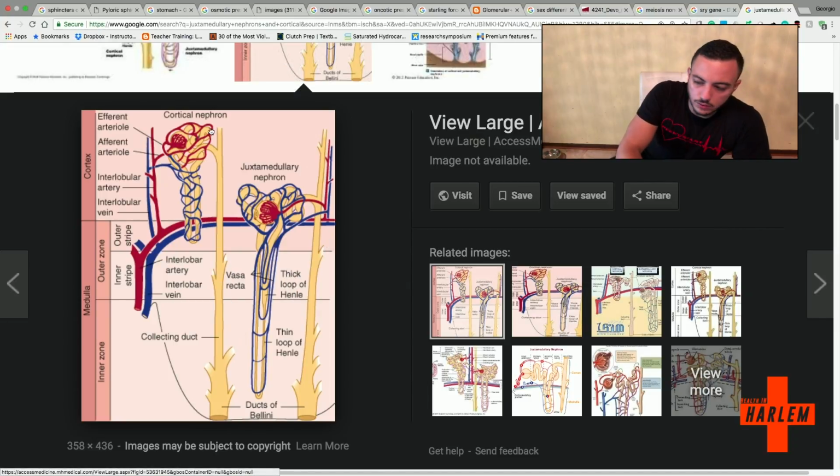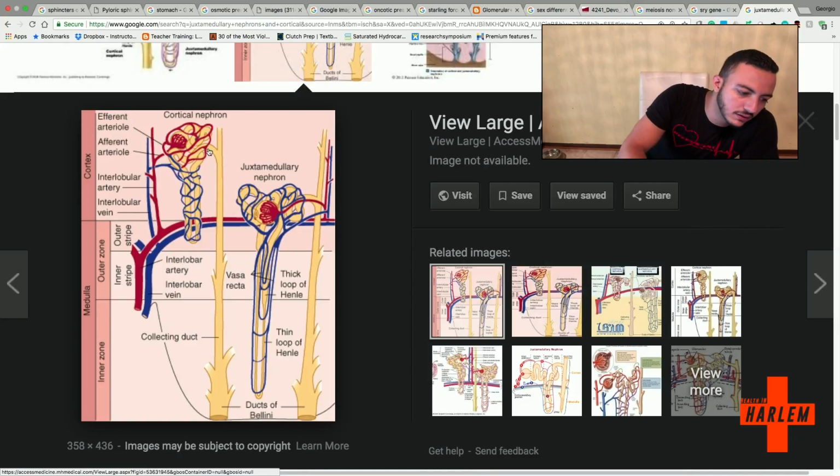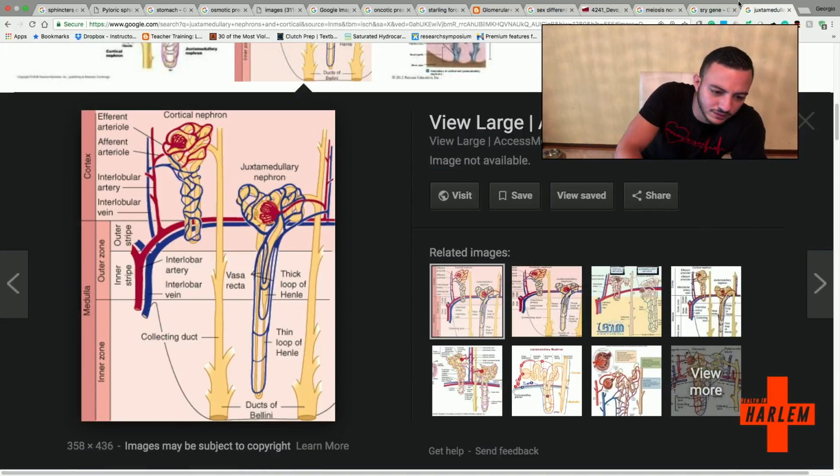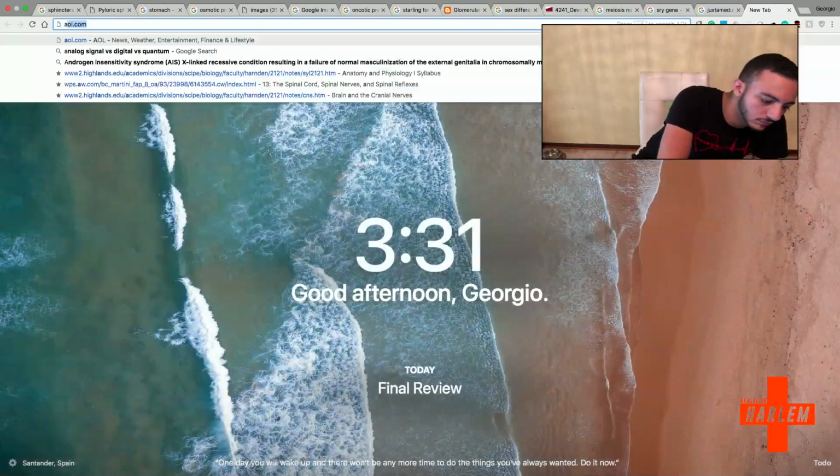Okay, so if you notice over here, we have our cortical nephron that's located in the renal cortex, which is where you have your dark meat. Your dark meat of your avocado.